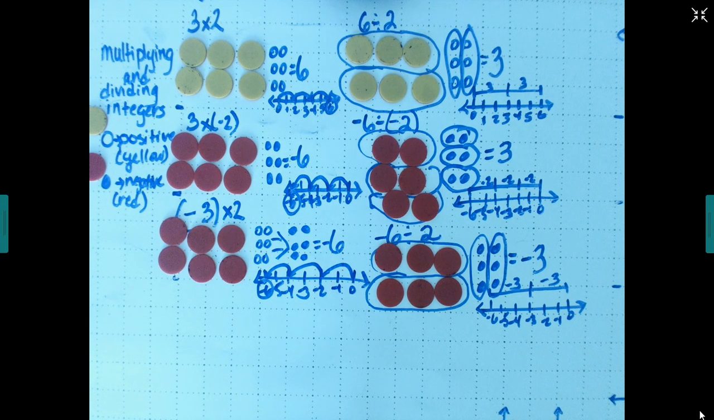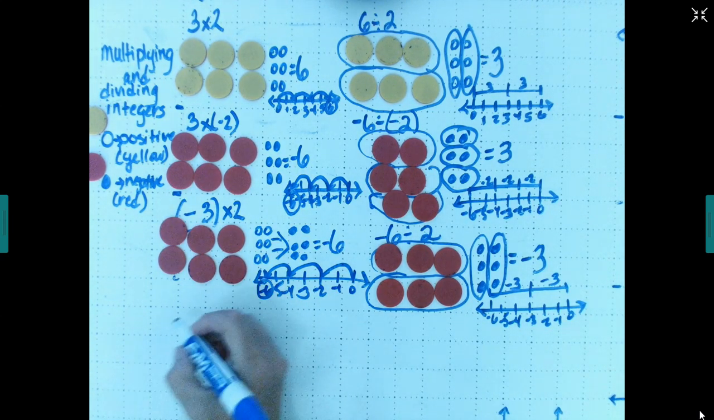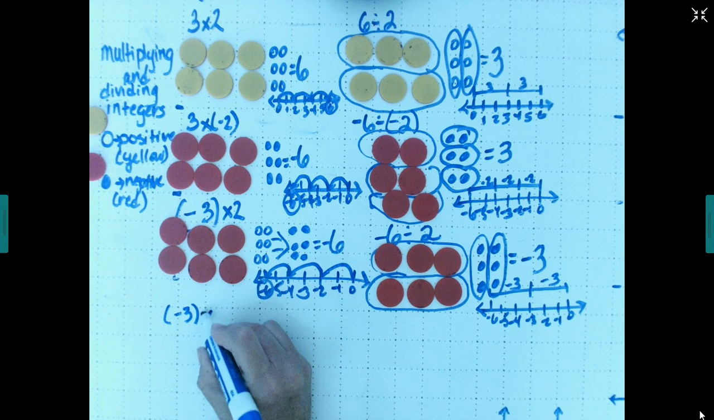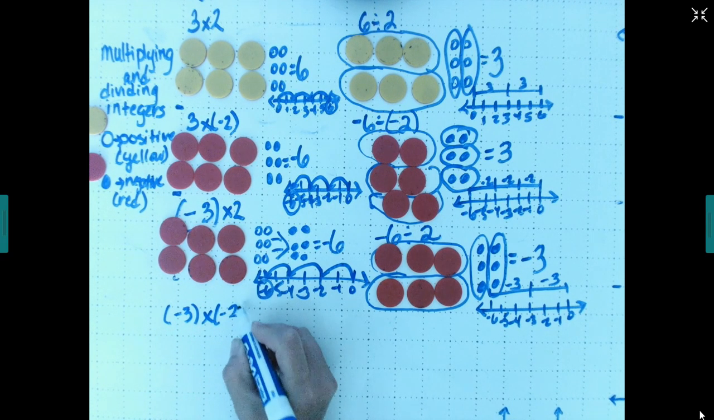All right, still looking for patterns, trying to make connections. I think some of you are probably going, hey, I kind of know what's going on here as you go through. Just like we did in adding and subtracting, start trying to make those connections. All right, so the last 2 problems that we're going to do, the first one is -3 times -2.